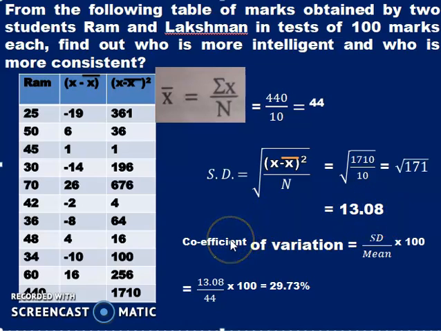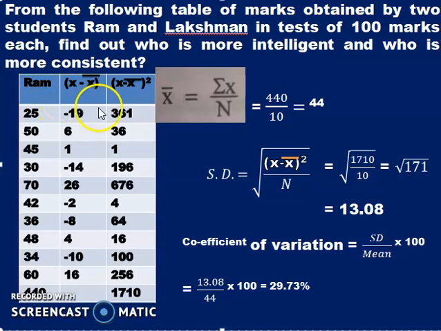Next we have to find the coefficient of variation, or coefficient of standard deviation. What's the formula? It is equal to SD divided by mean into 100. We have to find it using this formula, then only we can find the consistency of the two students. So what's the answer? 13.08 divided by the mean, that is x bar, so it's 44, into 100. So it is equal to 29.73% it will come.